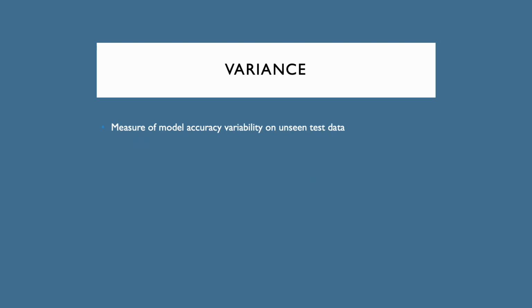Now variance is a measure of model accuracy variability on unseen test data. So models with high variance haven't captured the true relationship between input and output variable. Instead, they have overfit the training data and are more of a lookup table for training data. Models with low variance have actually learned the true relationship between input and output variables, and they will have low error on unseen data.